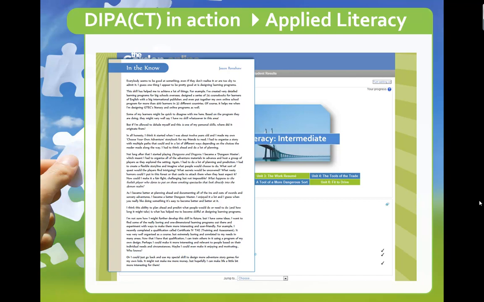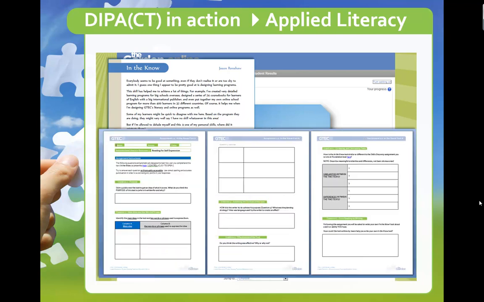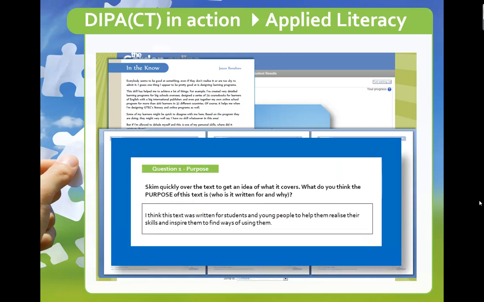So I wrote a text myself about a particular skill that I feel I have, which is program design. I attempted to showcase where I think that skill came from in my childhood, how I've developed it over my career, and what I hope to do with it. The learners then complete a reading assignment based on that text. The very first question asks them about the purpose of this text. They're asked to skim over the text to get an idea of what it covers, and then say what was the purpose of this?